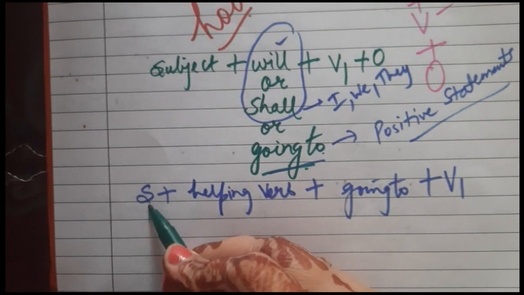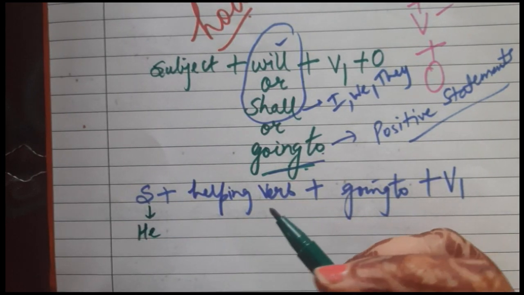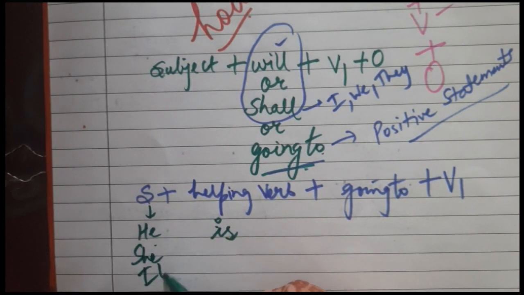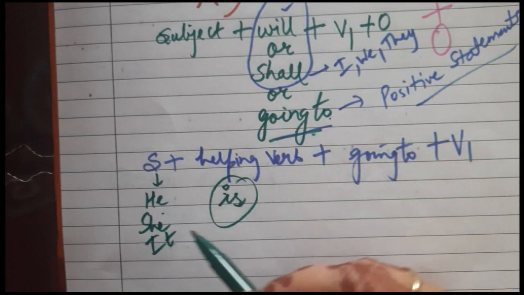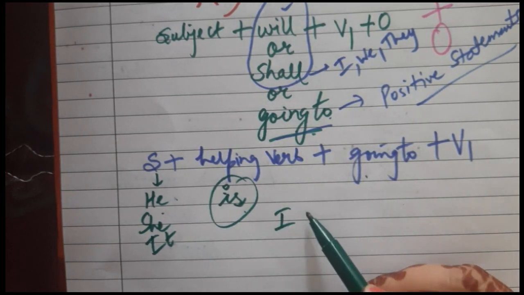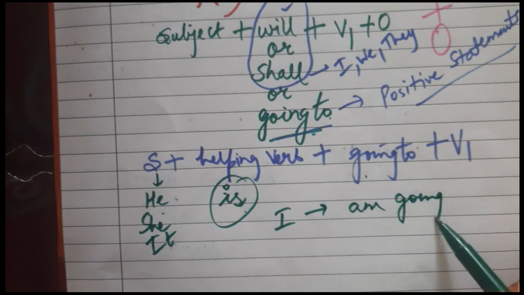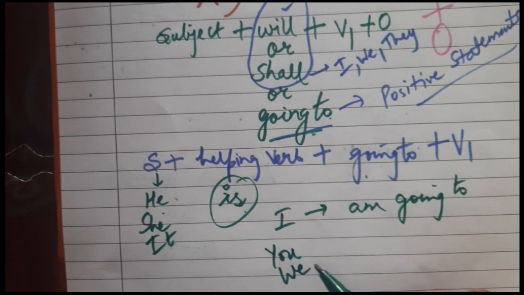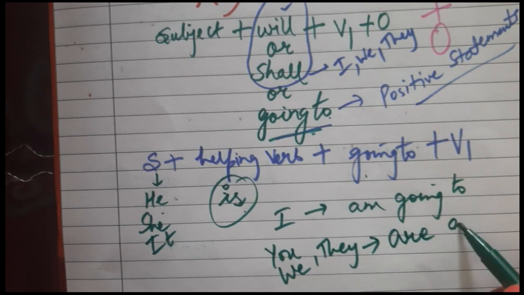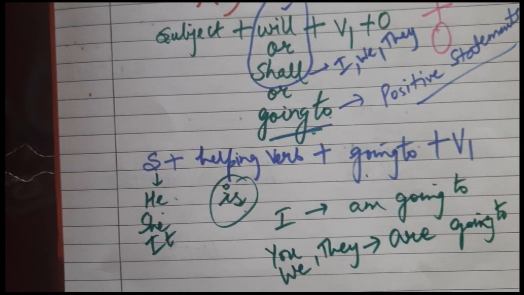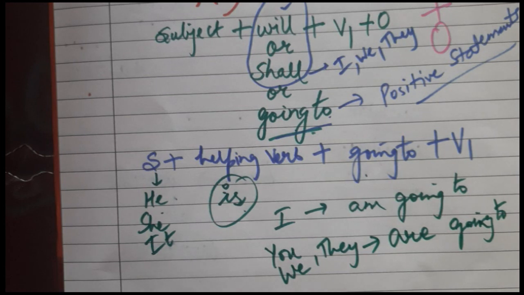Now what do we mean by this? Let us see. If I have he, let's say he, then with he the helping verb becomes is. With she, with it, the helping verb is. So he is going to. But if I have a subject like I, then it will become I am going to. Similarly, if I have subjects like you or we or they, then I'll be using you are going to, or they are going to, we are going to.